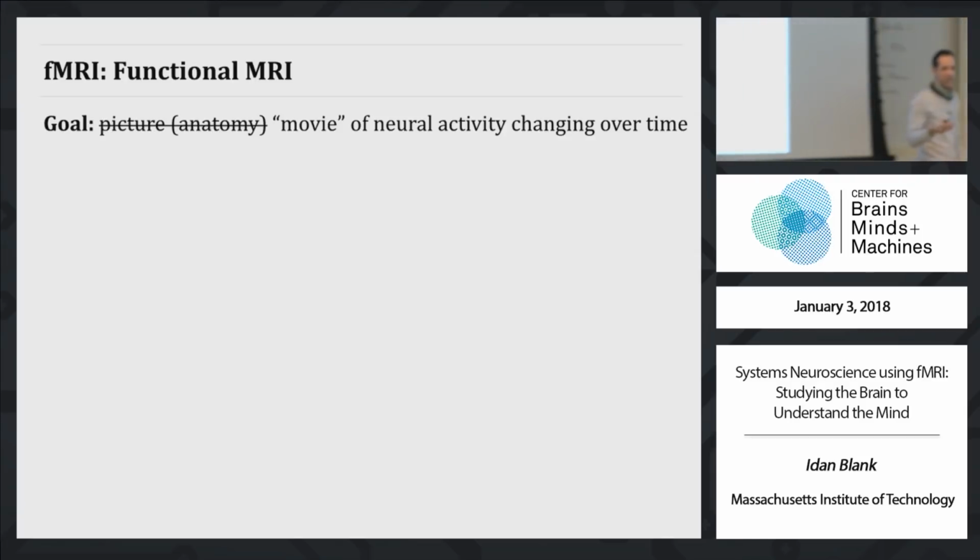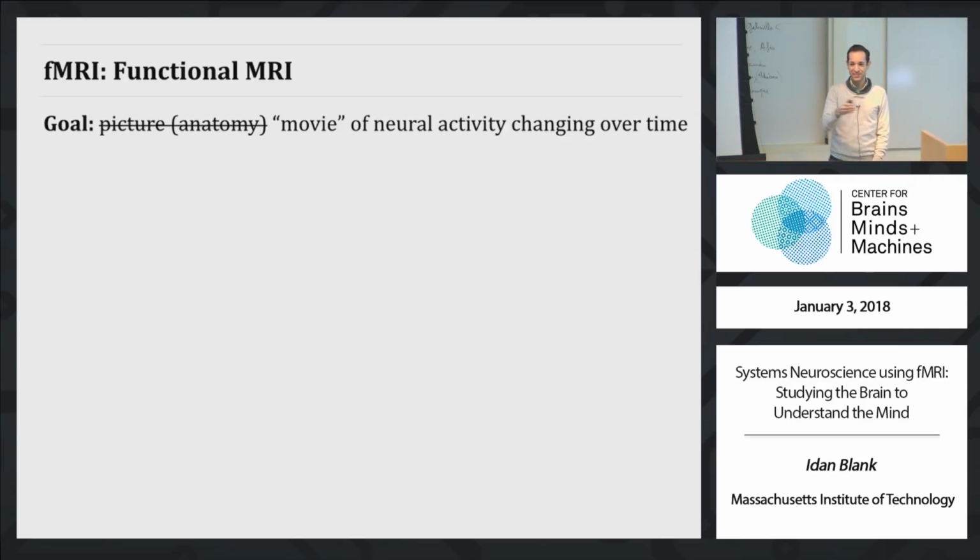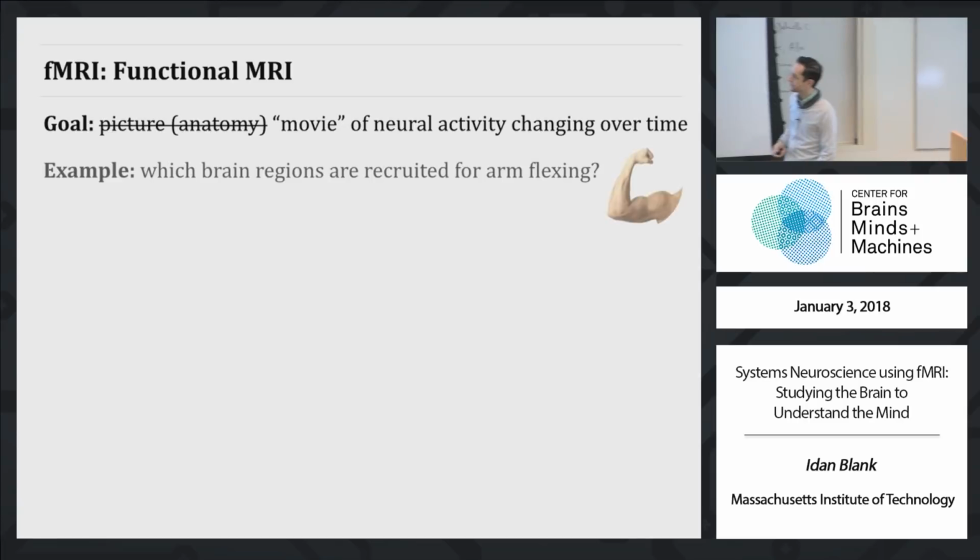And the way it records a movie is like you record a movie in real life. You just take many, many pictures, one after the other. And then if you look one after the other really fast, it's a movie. So basically, functional MRI means take many, many pictures, one right after the other.